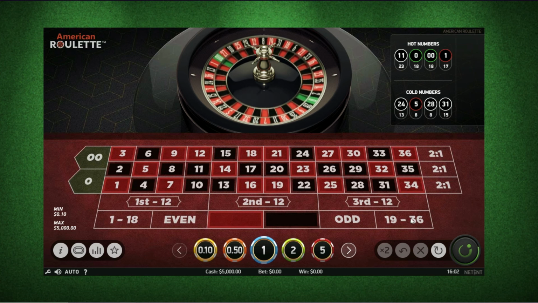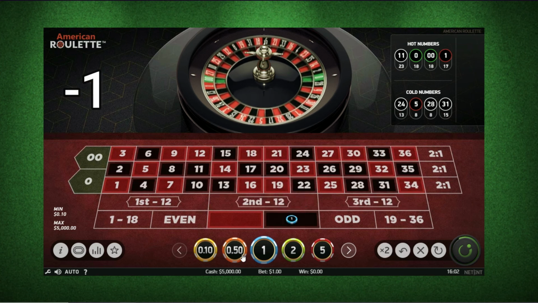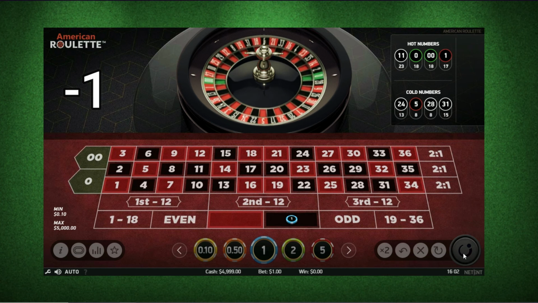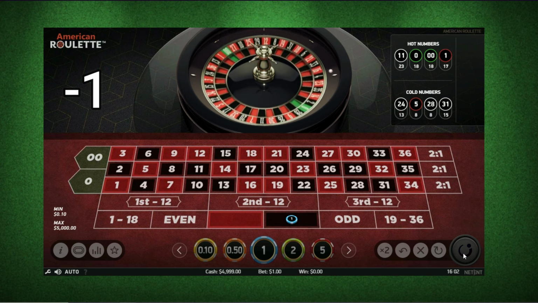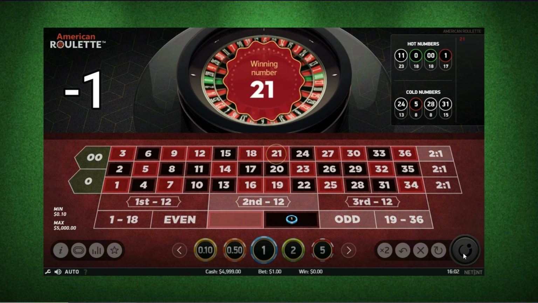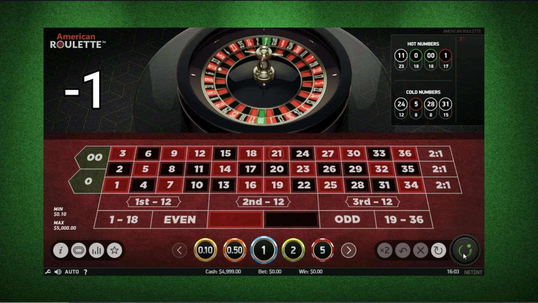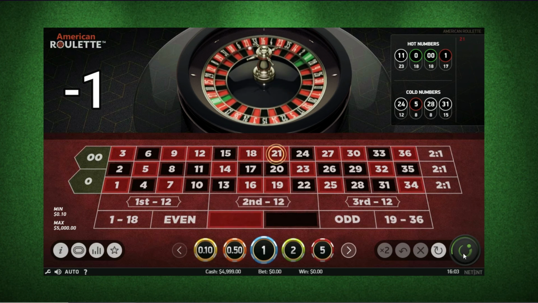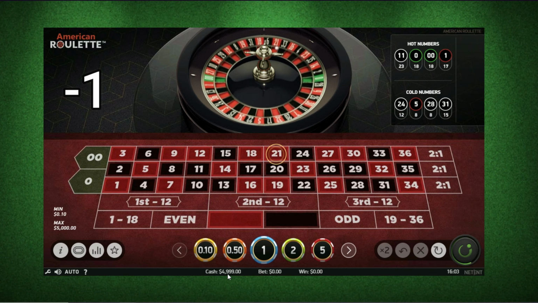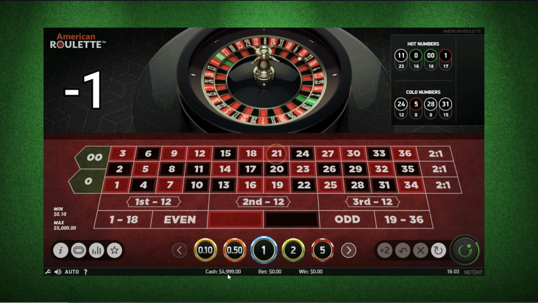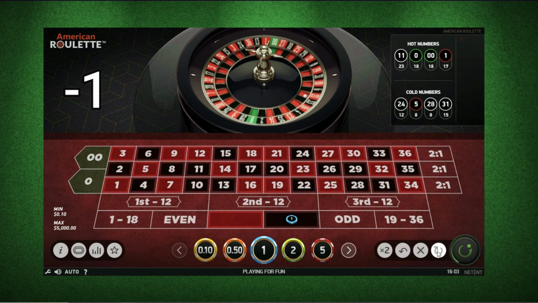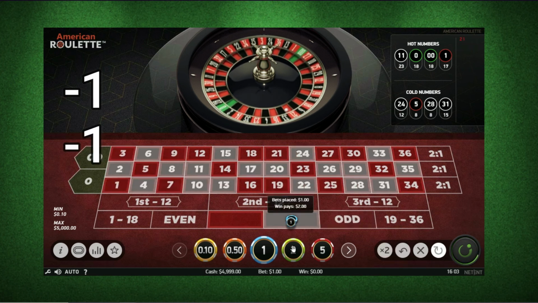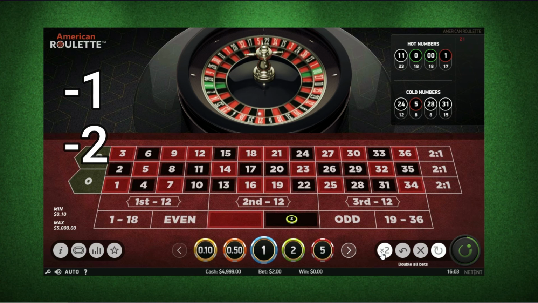Okay, first bet, $1 on black, and spin. All right, where is it landing? The winning number is 21 red. Okay, so we lost that one. You'll see we've lost $1. What do we do? Well, with this method, we repeat our bet and then double it. You'll see why in a second.